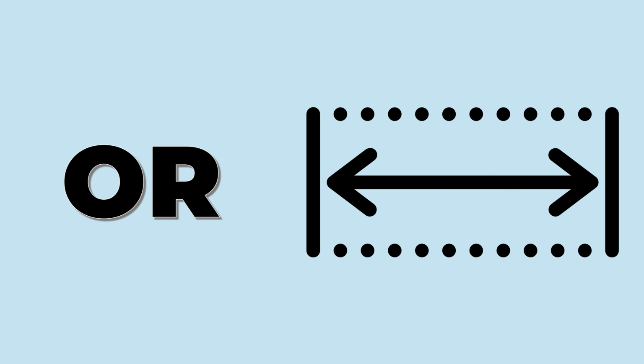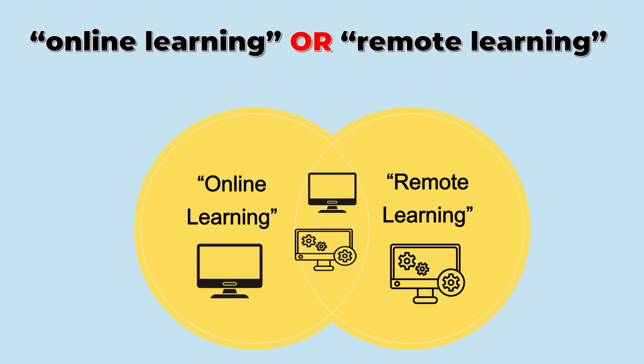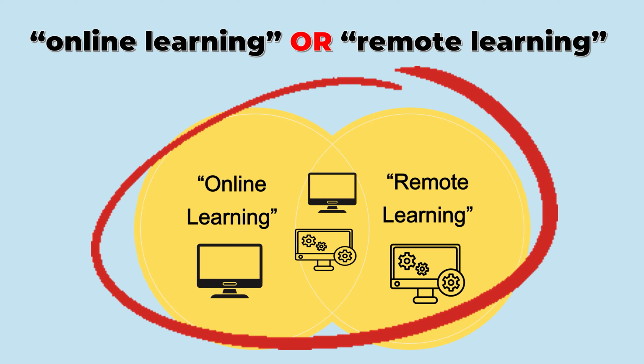Another search connector you can use is OR. OR allows you to combine words or synonyms describing similar ideas or concepts and directs the database to give you results with either of these terms. It broadens and increases your search, or in other words, you will get more results. For example, online learning OR remote learning.